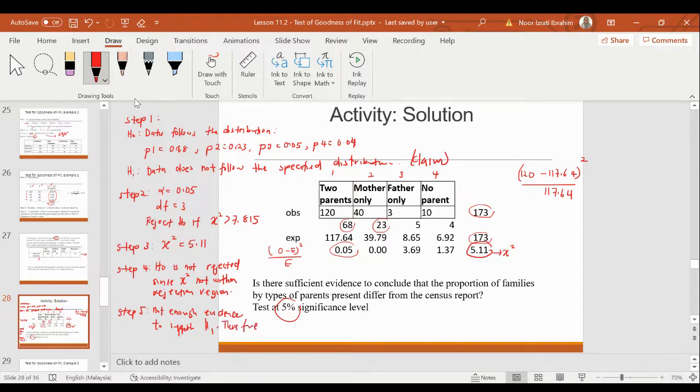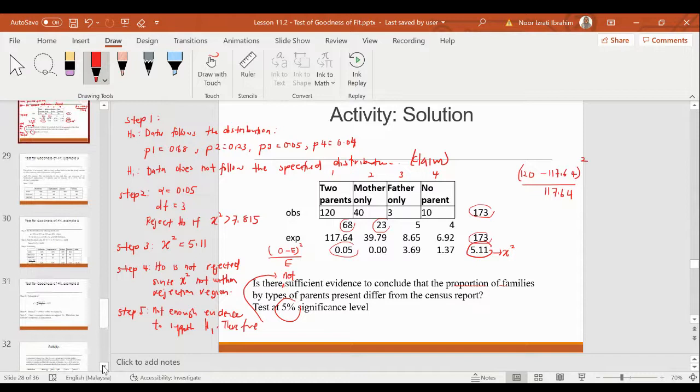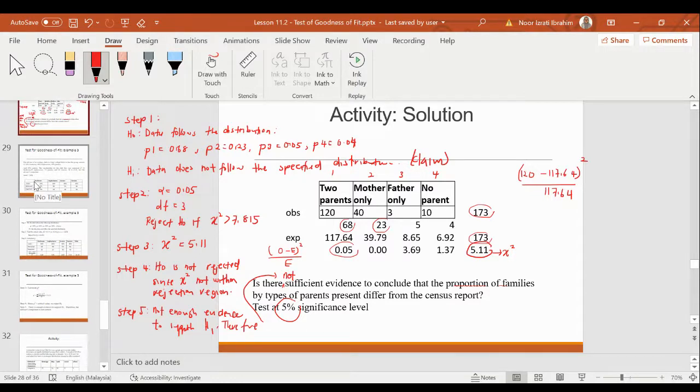Therefore, there is not enough evidence to conclude that the proportion of families by type of parent present differs from the cancers report. H null is true. And that's how we do the 5 steps of hypothesis testing.